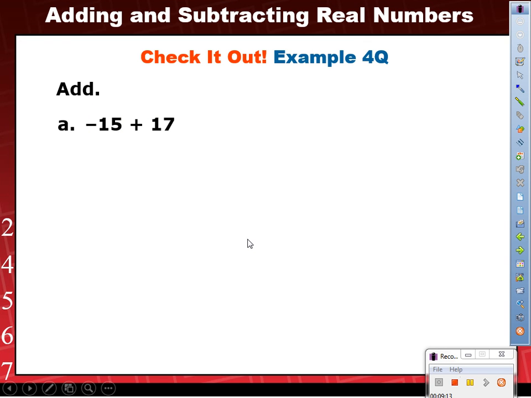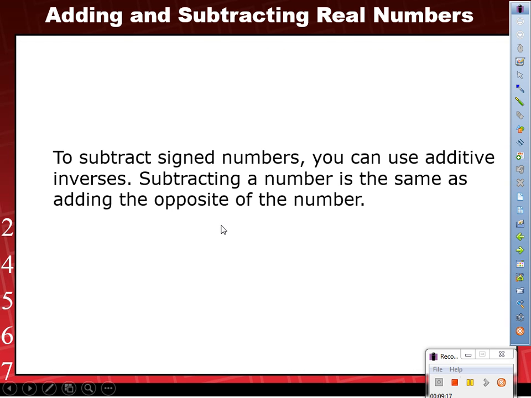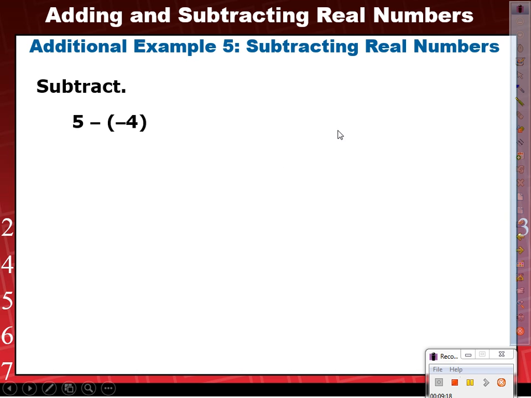So now we're moving on to subtraction. So copy this one down. Example number 5. It says subtract 5 minus negative 4. Copy that, please. 5 minus negative 4.